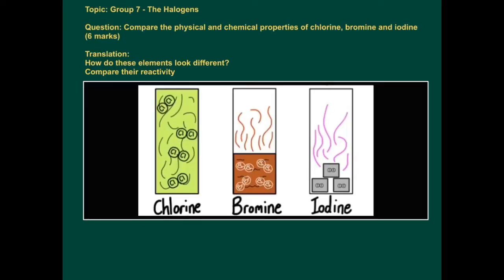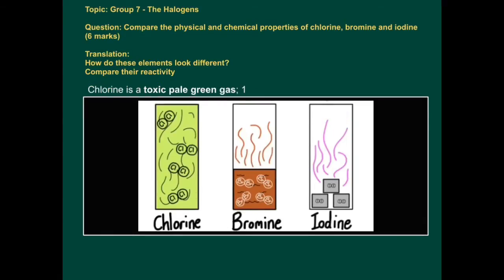This exam application tutorial is on the Group 7 halogens, and the question for 6 marks: compare the physical and chemical properties of chlorine, bromine, and iodine. So, how do these elements look different, physical properties, and compare their reactivity, chemical properties? So let's start off with chlorine.